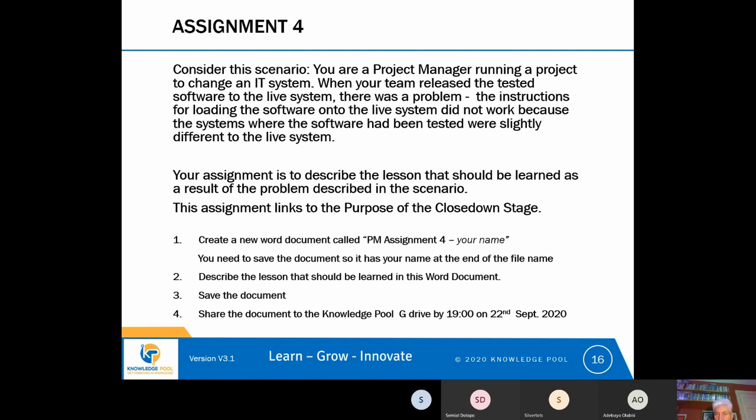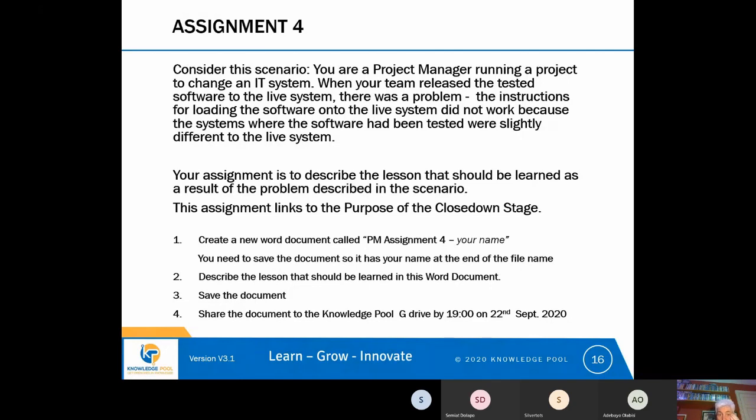So I'd like you to consider this scenario. You're a project manager and you're running a project to change an IT system. When your team has released its tested software to the live system, there was a problem. The instructions for loading the software onto the live system didn't work because the system where the software had been tested was slightly different to the live system. So I'd like you to think about that scenario and what lesson you think we should learn from that, and describe the lesson as your assignment.